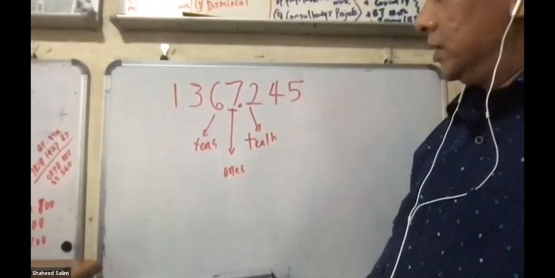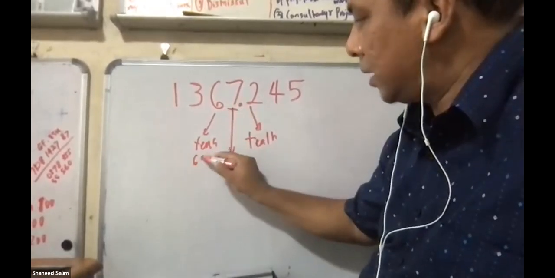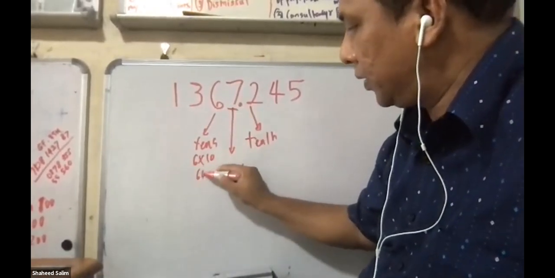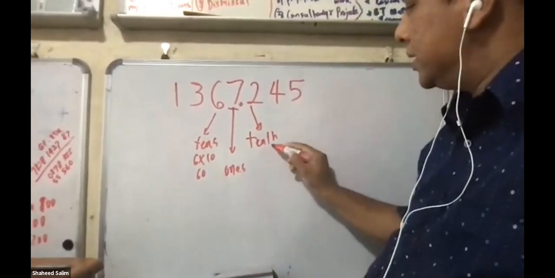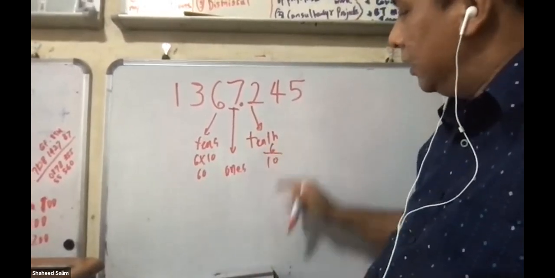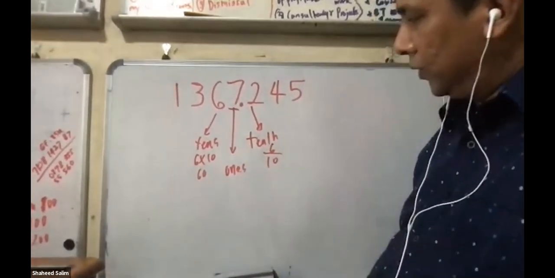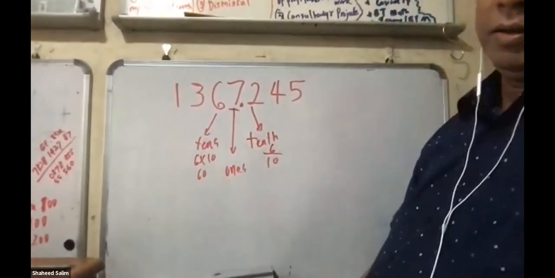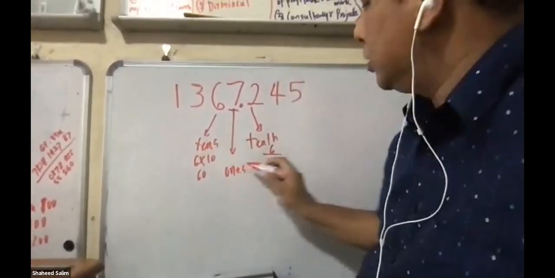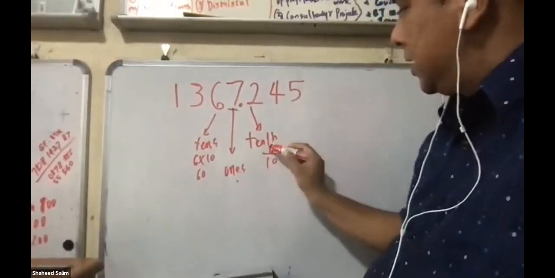What's the difference? This 6 is 6 times 10, you get 60. This one is 6 divided by 10. 10 means it's over 10, divided by 10. This one is 6 times 10. Down here, so you have ones, tens, tenths.